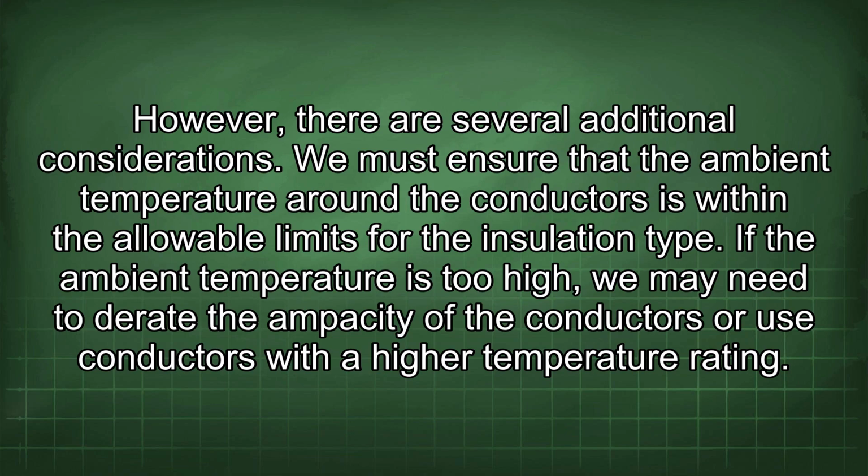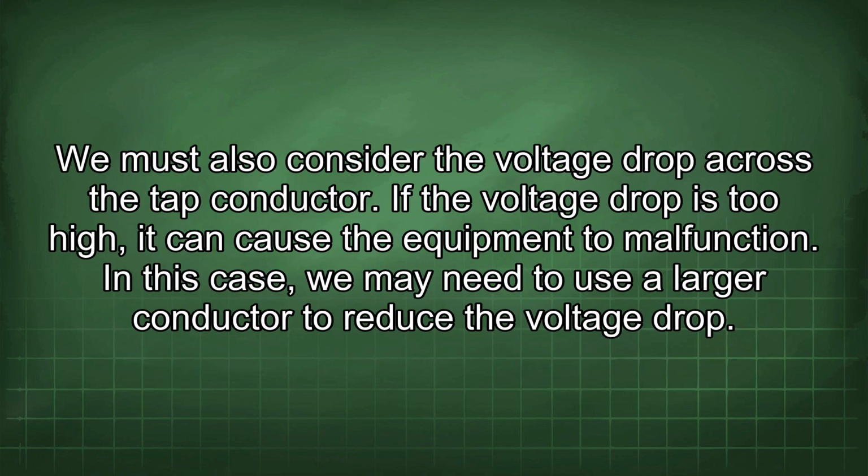We must ensure that the ambient temperature around the conductors is within the allowable limits for the insulation type. If the ambient temperature is too high, we may need to derate the ampacity of the conductors or use conductors with a higher temperature rating. We must also consider the voltage drop across the tap conductor. If the voltage drop is too high, it can cause the equipment to malfunction. In this case, we may need to use a larger conductor to reduce the voltage drop.